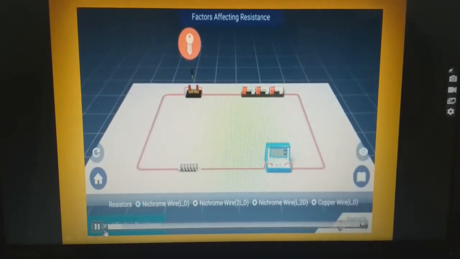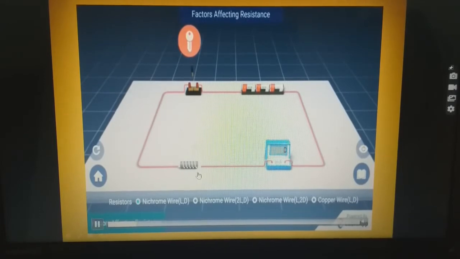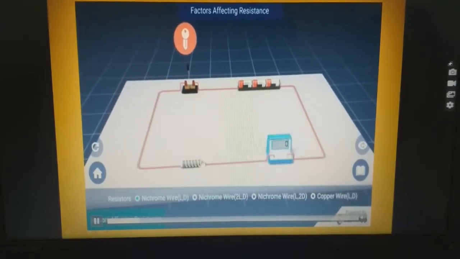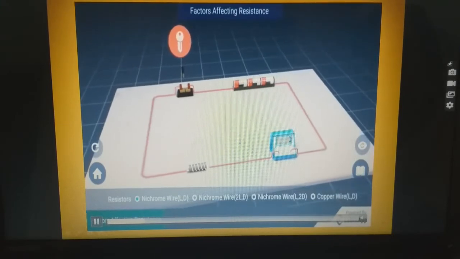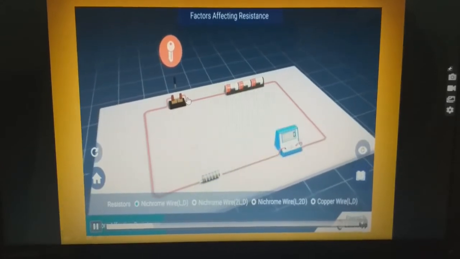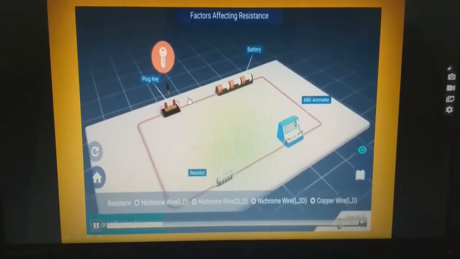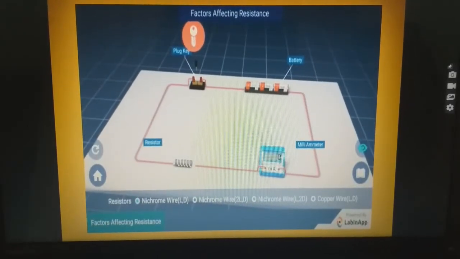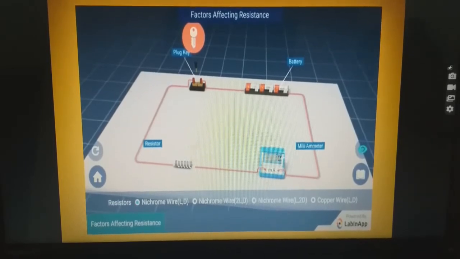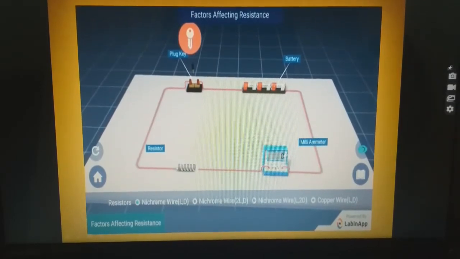Here is a conducting wire of some length L, here is an ammeter measuring the current, and this is the switch. We are going to discuss the factors on which the current I or the resistance R depends. So after introducing these electrical components, that is the battery, a milliammeter and a resistor plug key, we make an activity.